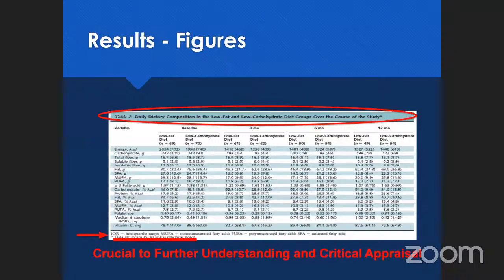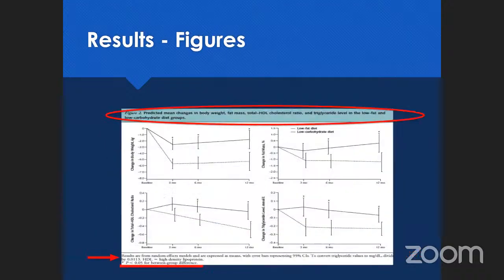If we are using any type of tables, then the lower part of any table is crucial for further understanding and the critical appraisal of any specified point in the table itself. Also, the heading of the table, which explains the name of the table and the type of analysis that was done, is very important to be included.